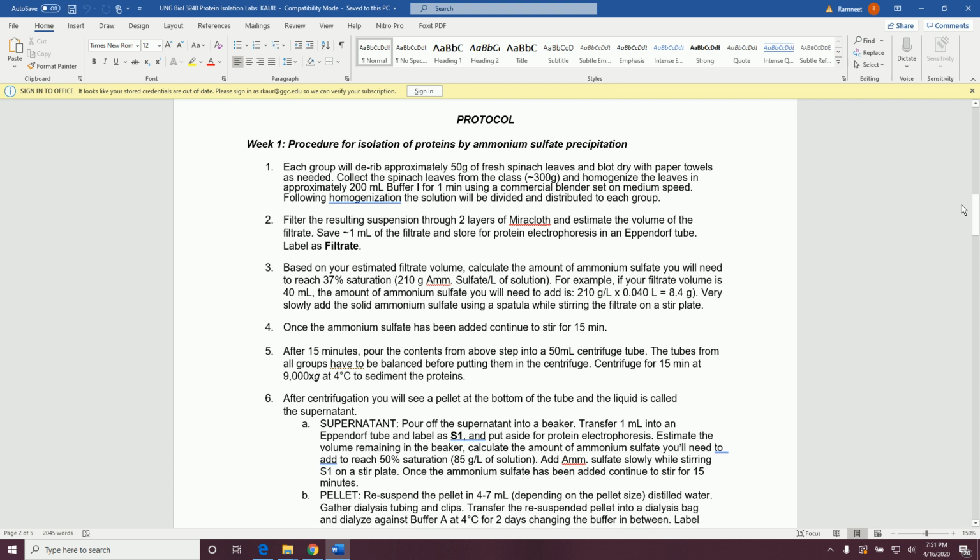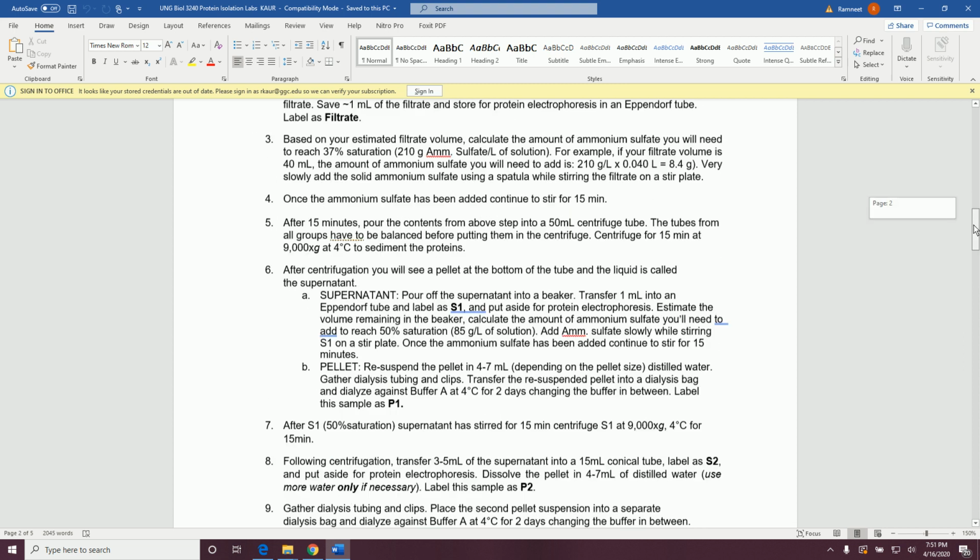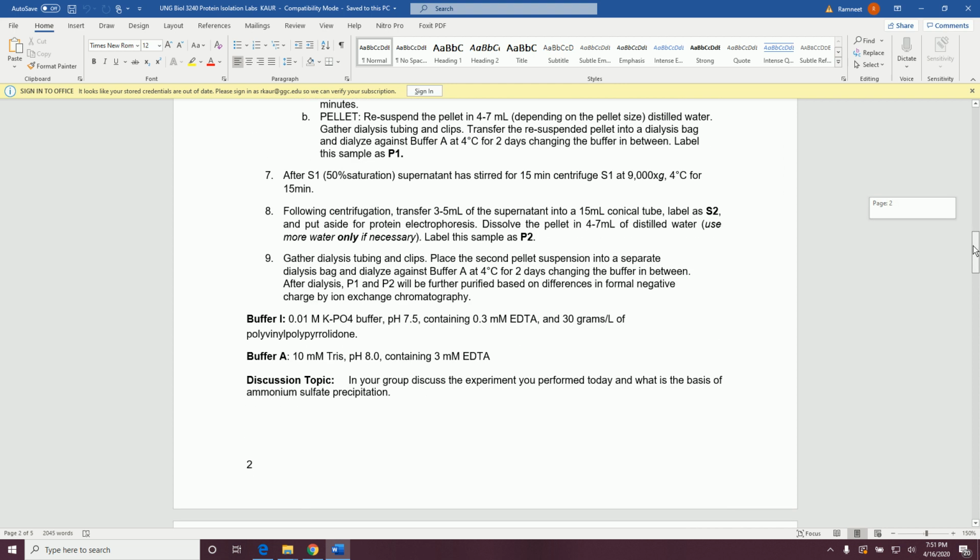So we are using ammonium sulfate precipitation. Now, what is the purpose of using ammonium sulfate precipitation? And there is also one question here. So pay attention to all the discussion points, because these are the kind of questions which will be asked on your quiz. So ammonium sulfate, why are we adding it?